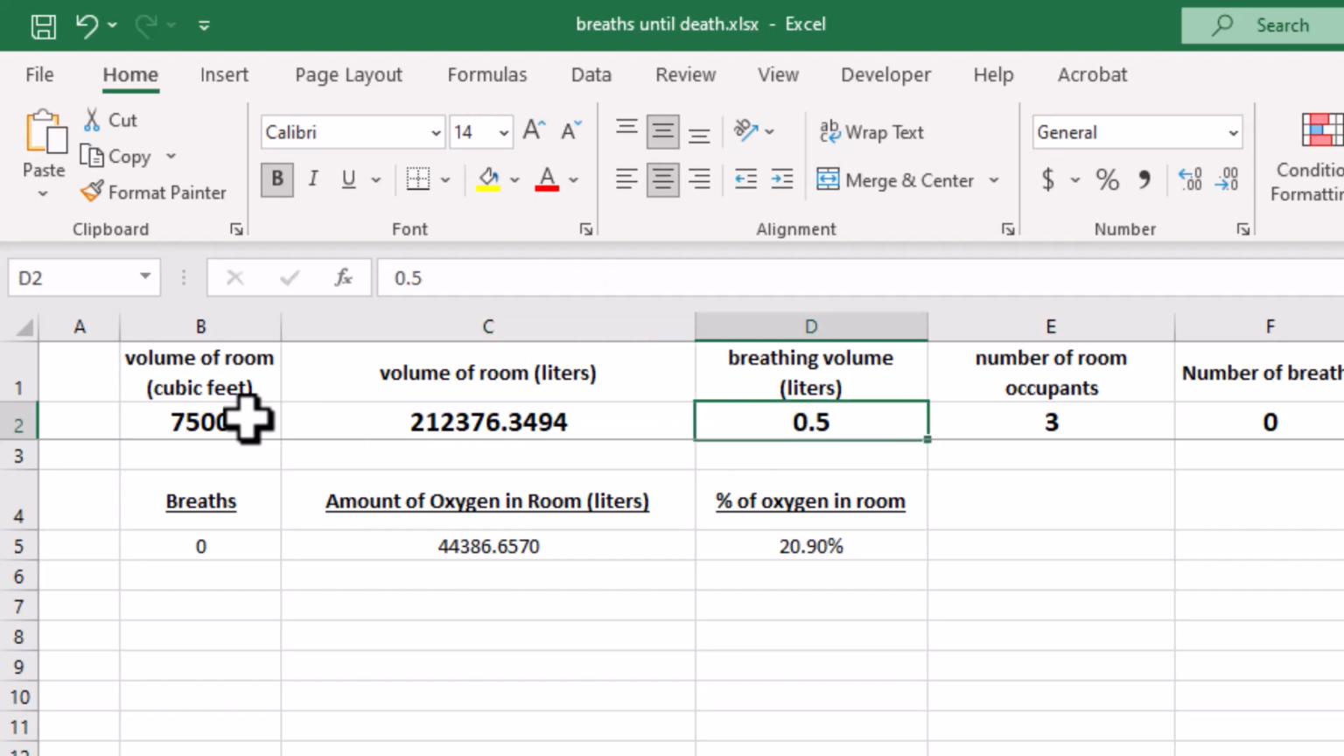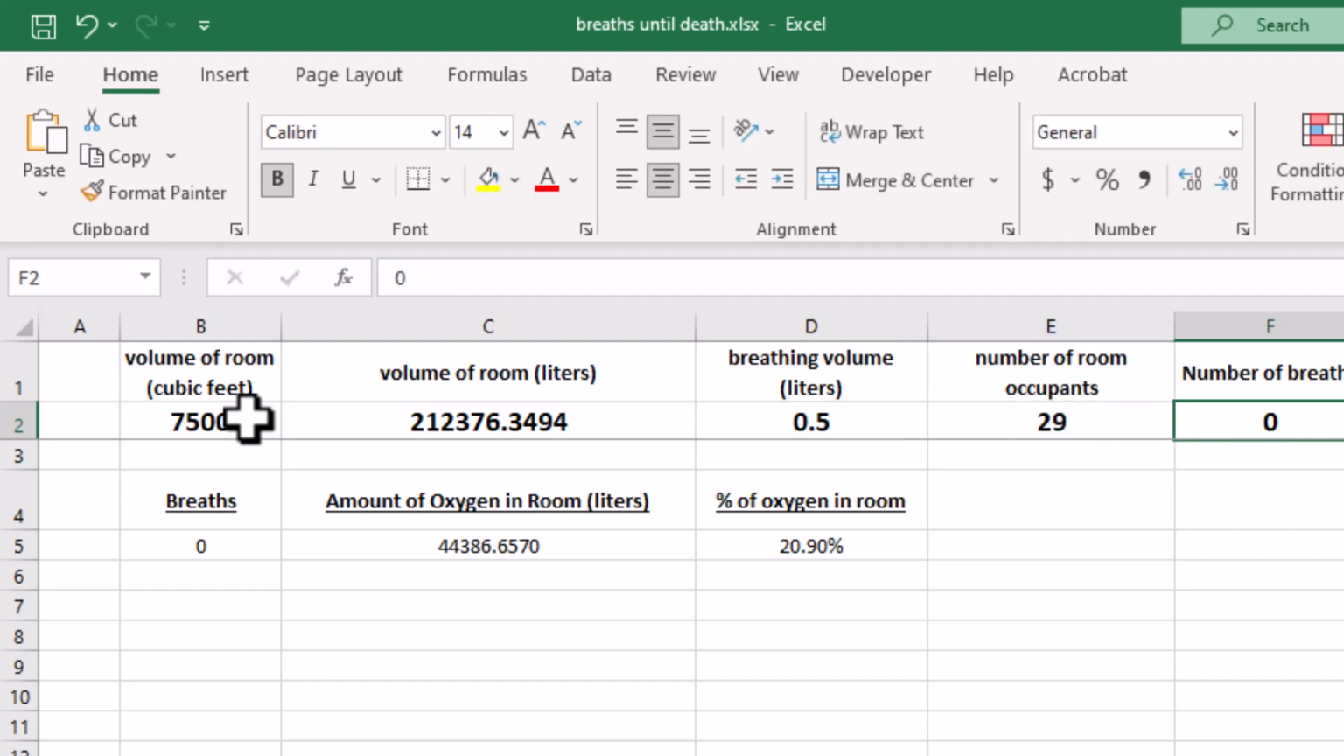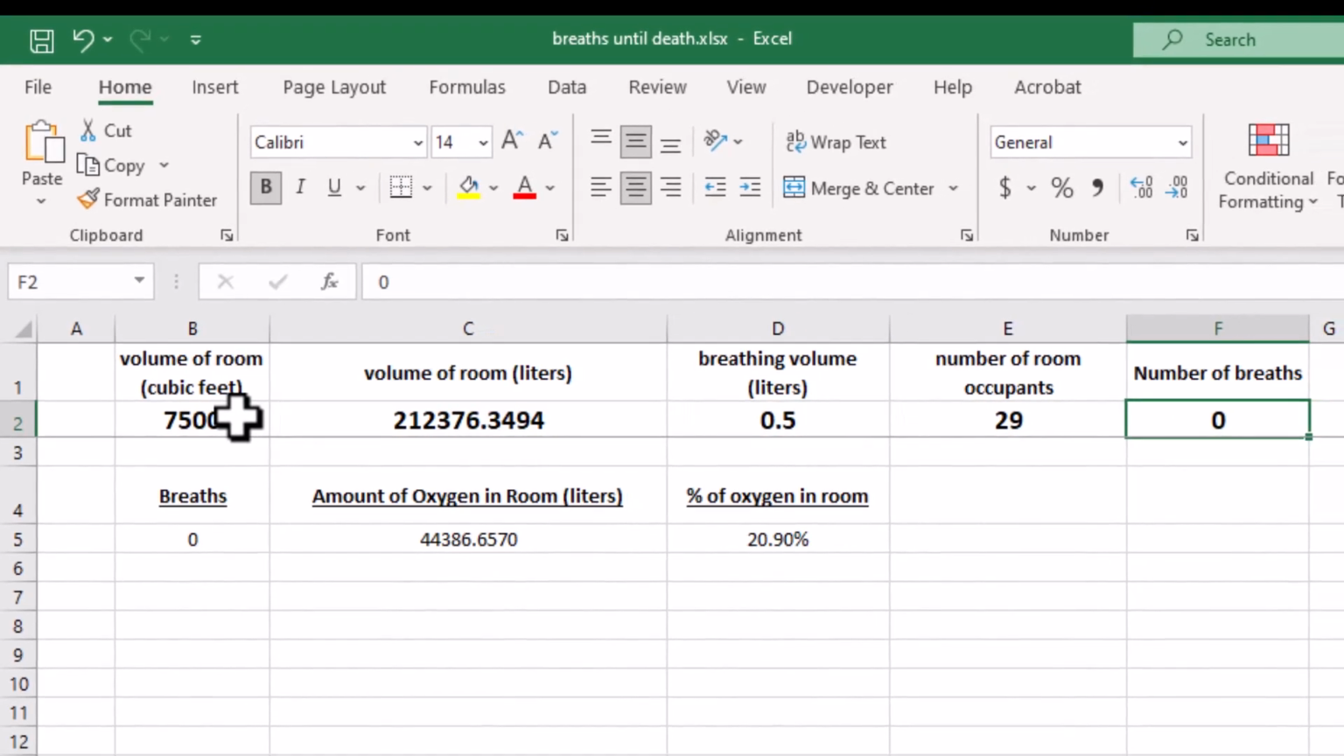Breathing volume in liters. I just put a 0.5 there because that's what I Googled. That's about the normal male respiration, tidal breathing. Number of room occupants: we had 29 because I was in there too. And right now, assuming that we haven't taken any breaths yet, let's say this is the moment that we are sealed in the room together. Down here at the bottom, it's going to keep track of that for us.